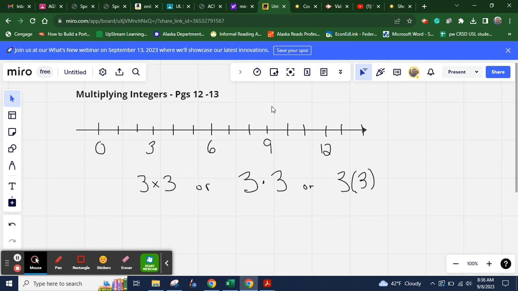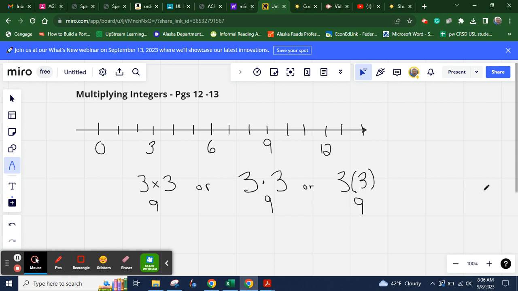So when you're multiplying integers, that's just saying, 3 times something, right? So there's different ways you can write it. It can be 3 with an x, 3 times 3, or it can be 3 dot 3, or 3 and then brackets and a 3. These are all 3 times 3, and they're all equal to 9.